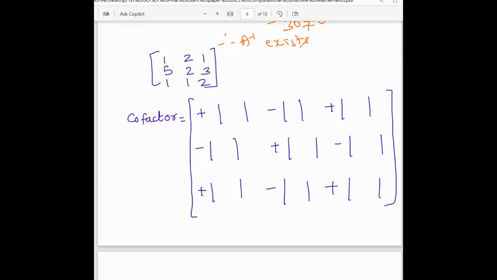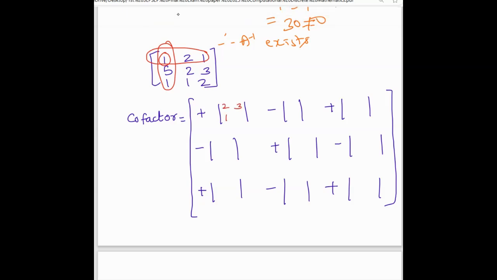What is a cofactor now? Cofactor is nothing but we'll select the first element. Whichever element we select, that row and that column we will leave. And the remaining elements we'll write in this one. The first element means here in the first place I'll write 2, 3, 1, 2. Then I'll select the second element. If I'm selecting the second, that row and that column I should leave, so it leaves 5 3 1 2. Then when I'm taking the third element, I have to leave that row and that column, so it will leave 5 2 1 1.